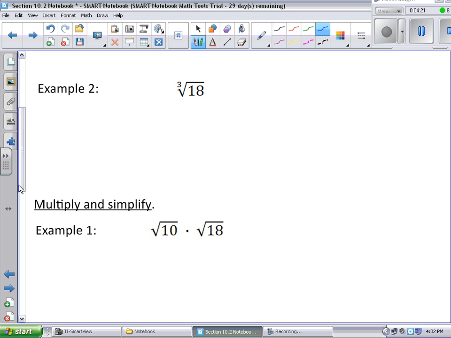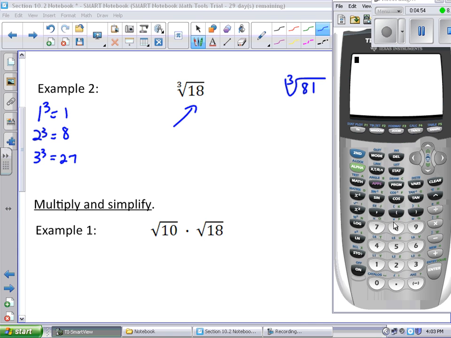Now I'm breaking down this cube root. I think I have miscopied this. I think this should have been the cube root of 81 instead of the cube root of 18. The reason why I think this is because 1 cubed is 1, and 2 cubed is 8, and 3 cubed is 27, and none of those are going to divide into 18. I think I meant to use the cube root of 81. The cube root of 81, I believe, is divisible by 27. I'm going to check it out and see.